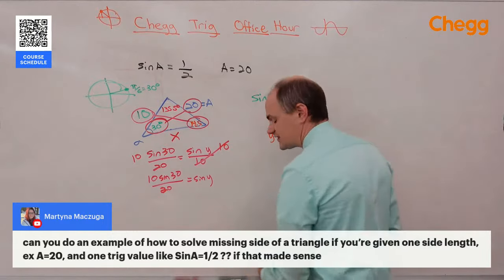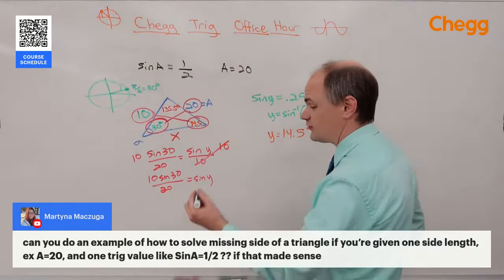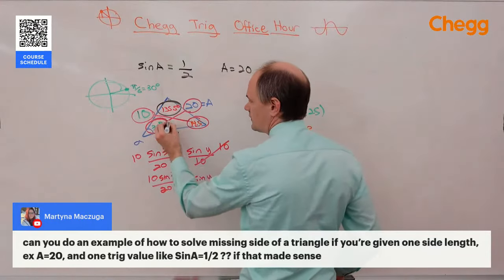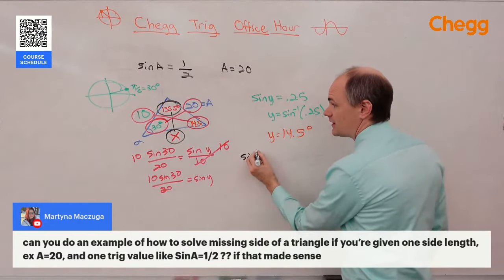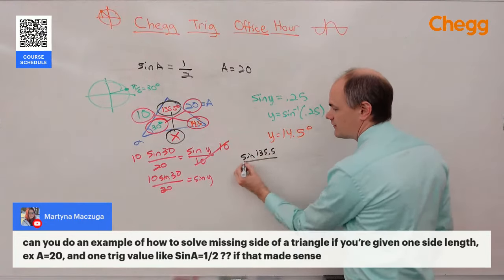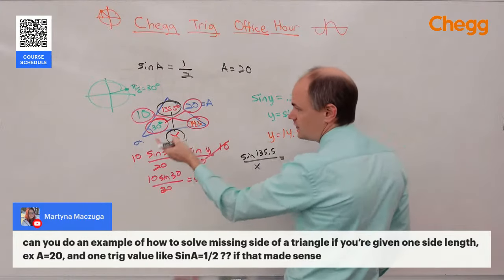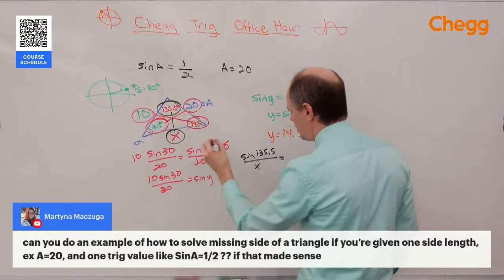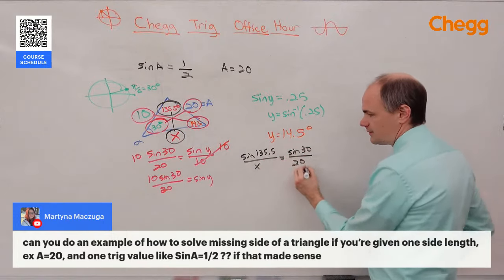Then we can do the law of sines again to find that missing side that we were looking for. So let's say we want to do this angle and its opposite side. We'll take the sine of 135.5, put it over the opposite side, is equal to, and we can use any combination. Let's just use the 30 and the 20. The sine of 30 over 20.